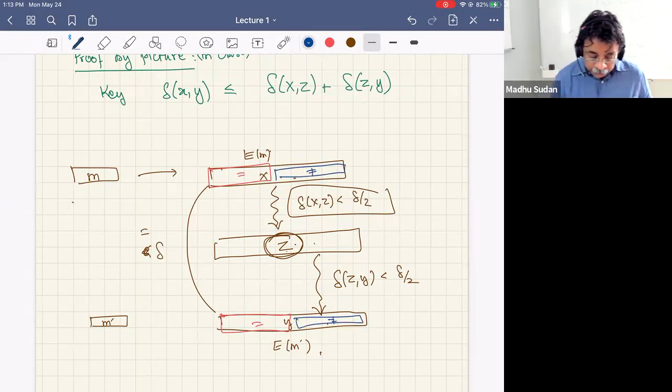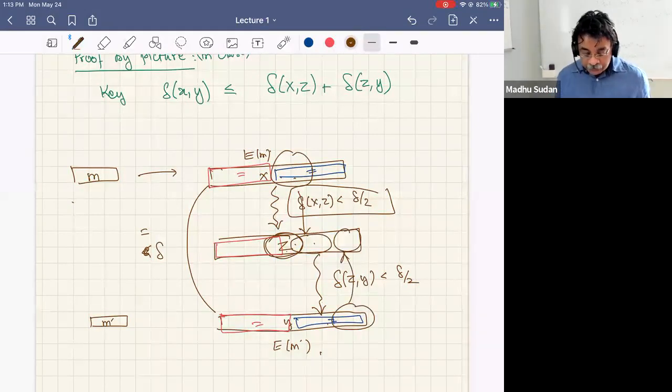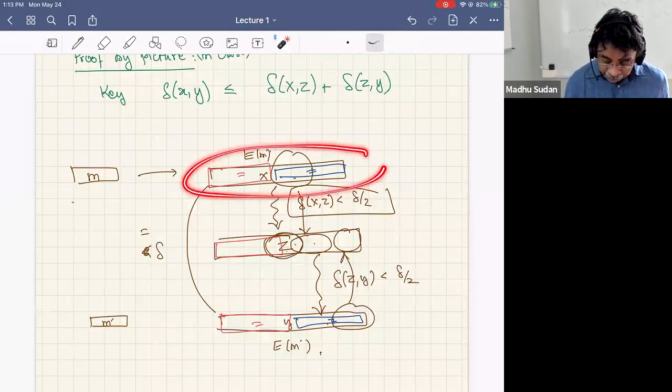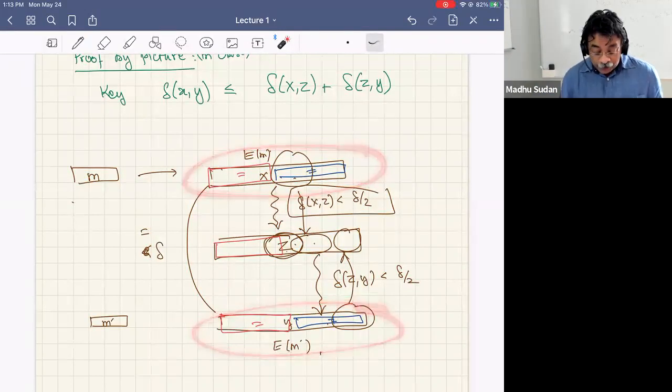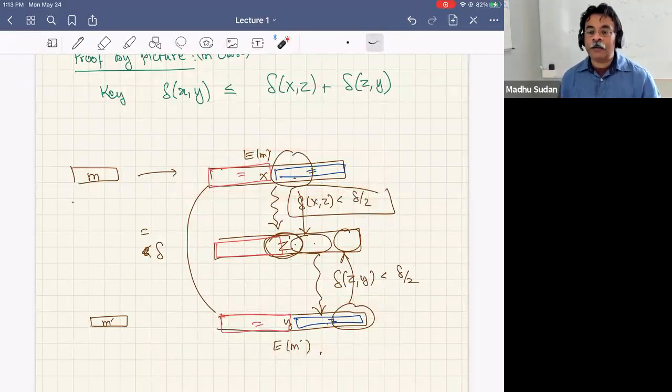Okay, now what can I make Z look like? I can make Z look like X and Y, both of them here. And then I can take this portion and copy it here. I can take this portion and copy it there. And now the received Z is exactly halfway between these two. So if you actually receive the sequence, you cannot tell whether you came from X or you came from Y.